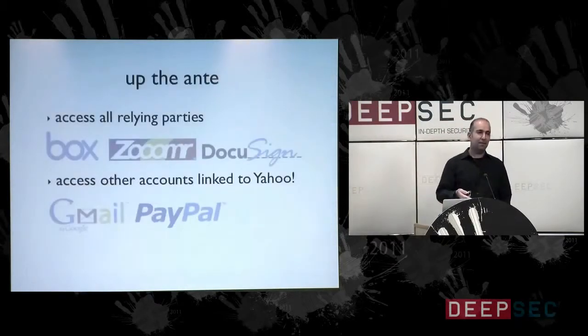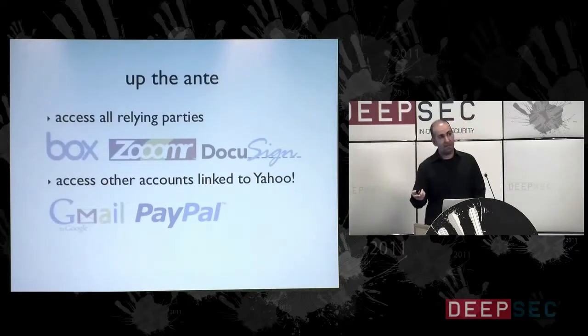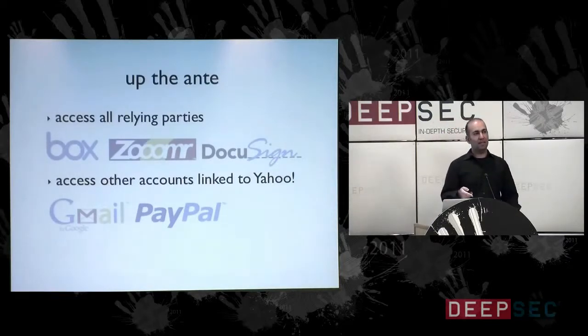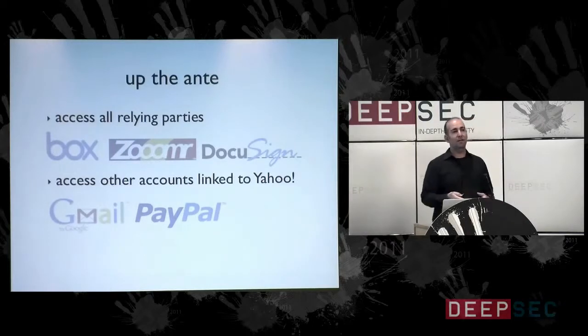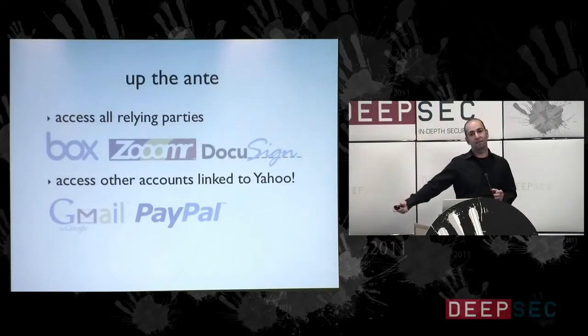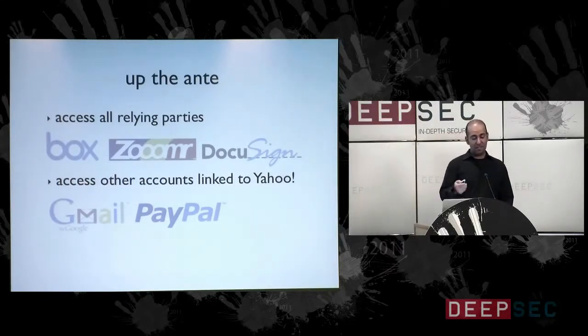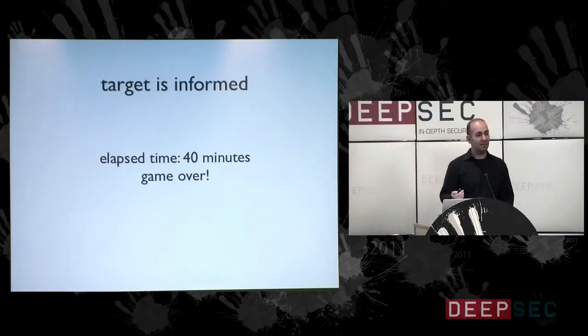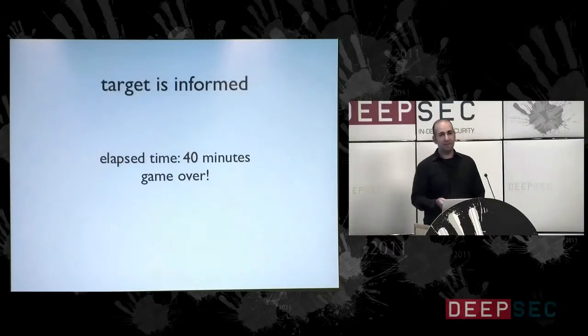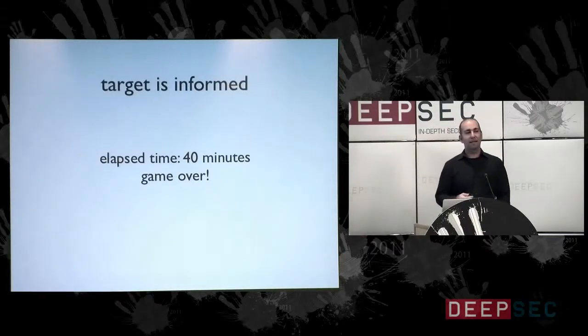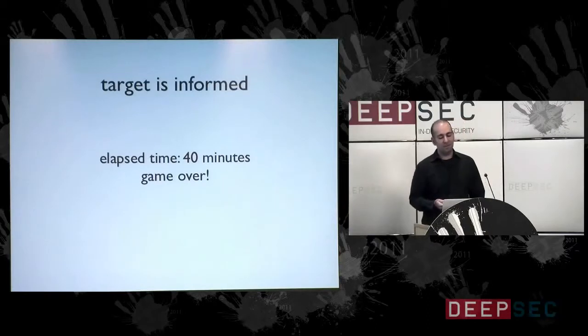After that, I went and accessed all his relying parties, and not only that, but he had sites like PayPal and Gmail that had their password recovery mapped to the Yahoo account. So you go to PayPal, reset my password, it links into his Yahoo account. I was able to compromise those accounts as well, change all the passwords, and I thought it was time to let him know. So I told him about what I did and gave him all these new passwords.